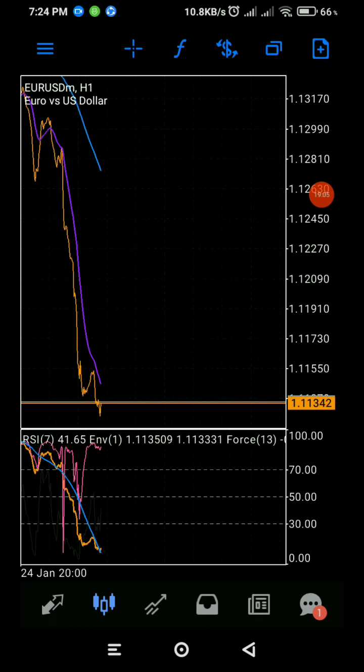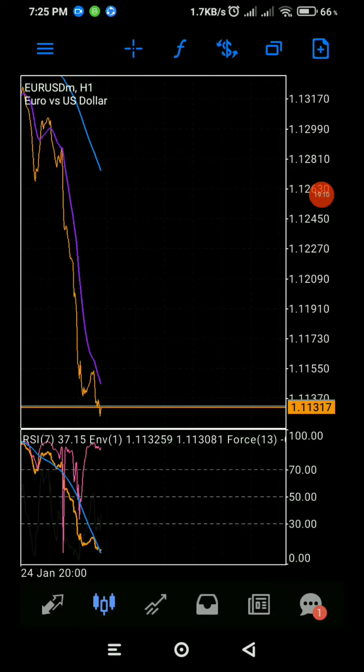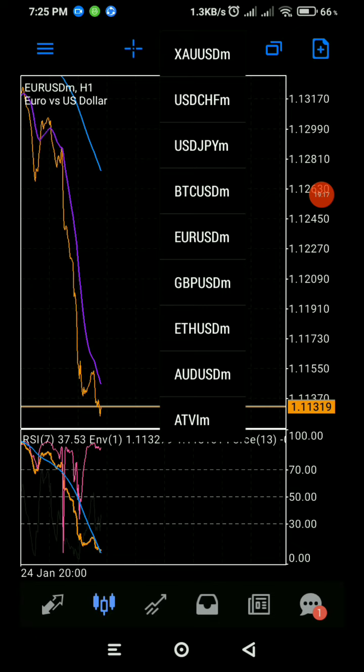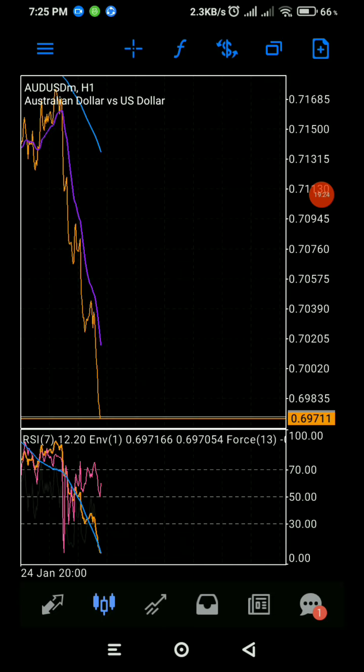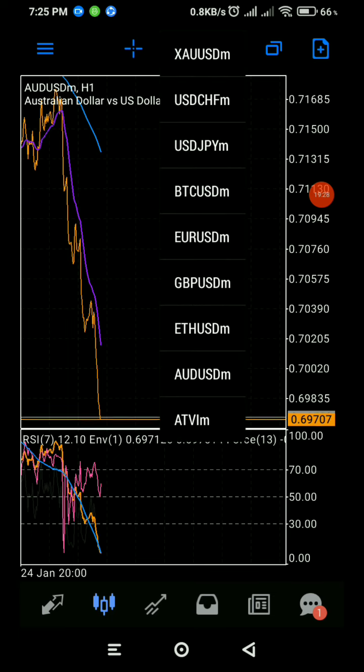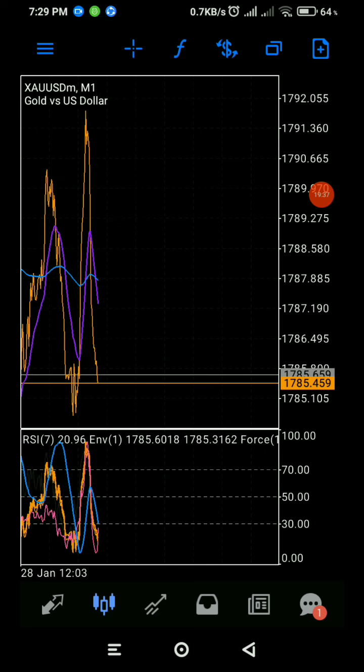That is another confluence. Okay, here Euro USD H1 chart. Here you see the twin tail formed, and blue also crossed the 30. So buying momentum, but you have to see that the violet needs to cross the blue, then the buying momentum will start. So Aussie USD here, H1 chart.